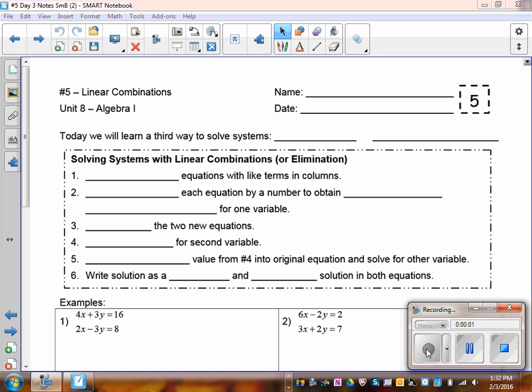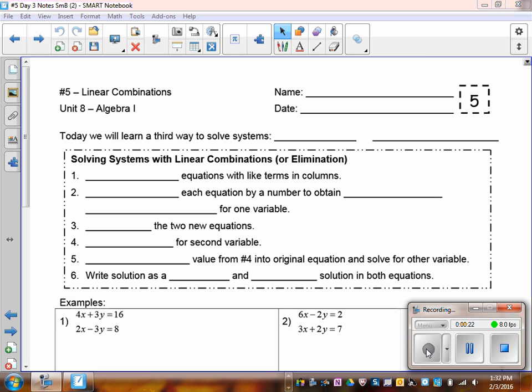When we first started this unit, we talked about 3 ways to solve systems. The first way we did was graphing, where we graph each line and find the intersection. Good. And the intersection point is our answer. We want to find out where the equations are equal. Then last class, we talked about the substitution method.